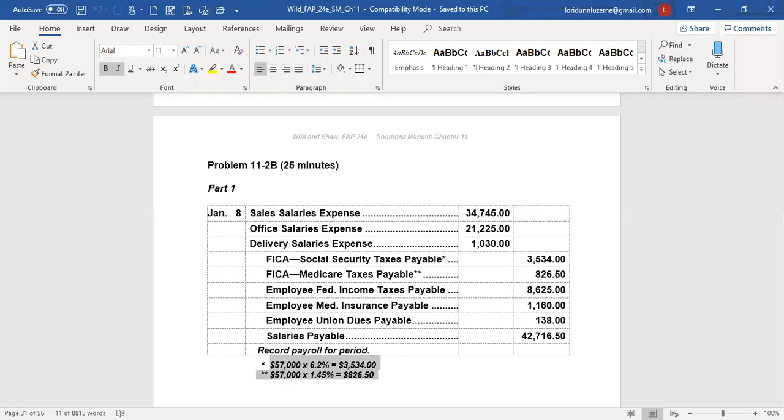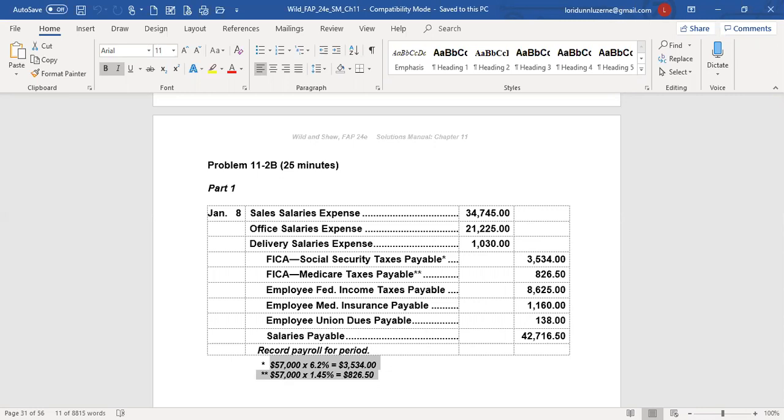Medicare, you'll take the same gross pay and multiply that by 1.45%, $826.50. So that is how we calculate the FICA Social Security and Medicare. Now, to record the payroll, remember, gross pay is always your expense. So we're going to debit each expense separately.